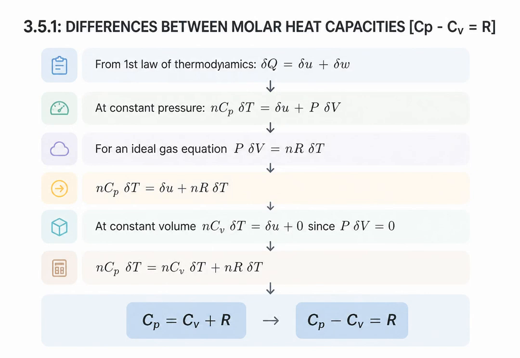There is a fundamental relationship between the molar heat capacities. Using the first law of thermodynamics, we can express the heat supplied at constant pressure and at constant volume. By substituting the ideal gas equation for the work term, we find that the molar heat capacity at constant pressure is exactly equal to the molar heat capacity at constant volume plus the universal gas constant R.